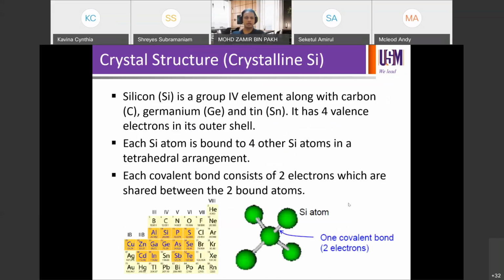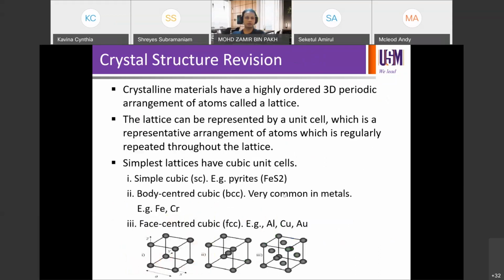So a little bit of recap. Silicon is in group 14 or group 4. It has 4 valence electrons in its outer shell. It's bonded covalently to another 4 neighboring atoms. So this is what you have covered in solid state physics on the 3D periodic arrangement, or we call it lattice. The smallest unit is a unit cell. So that's how it starts.